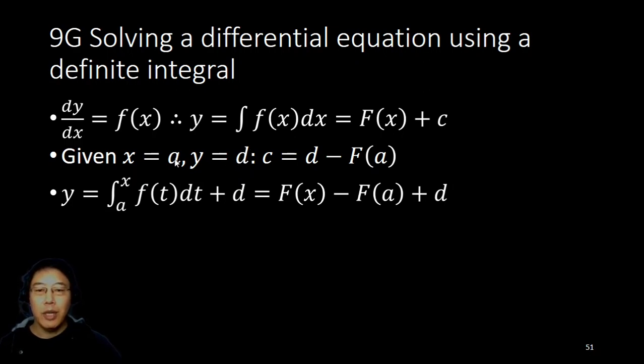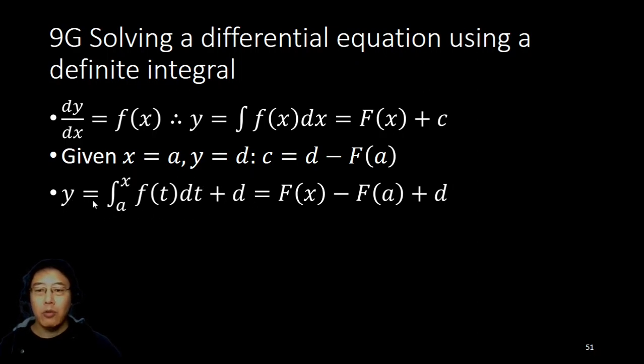If we substitute a and d into that previous equation, we can get the value of c. So c is an expression of d and f of a, which is the antiderivative for x equals a. Another way we can rewrite this is the antiderivative for x minus the antiderivative for a plus d. Now my preferred expression is this one.